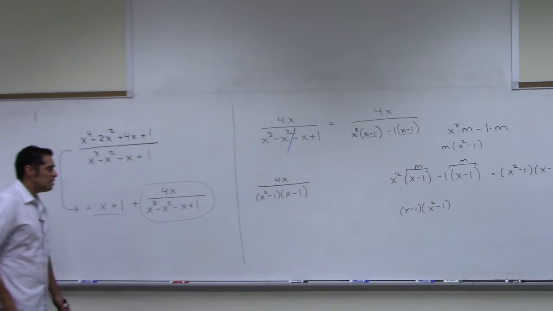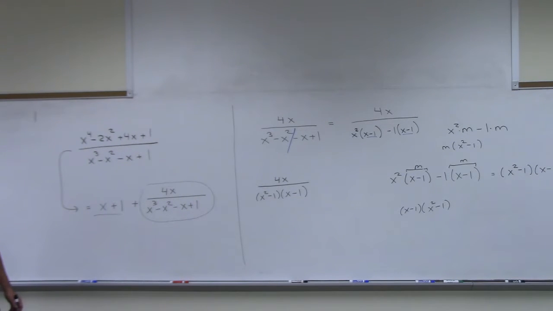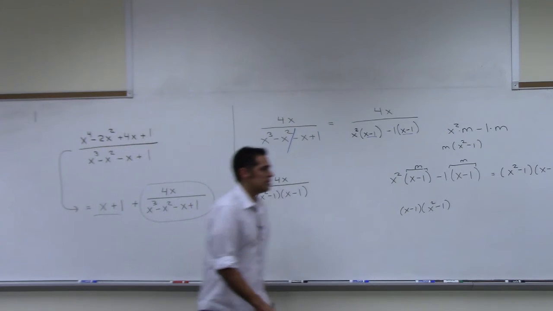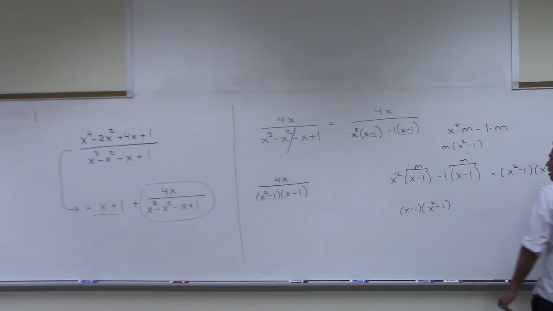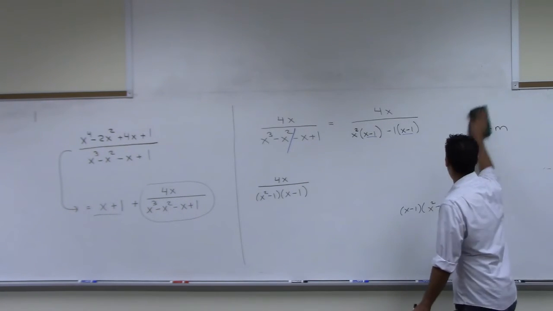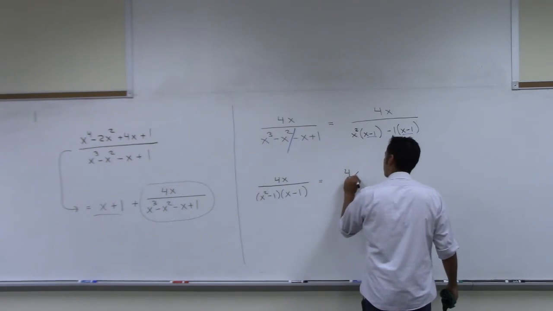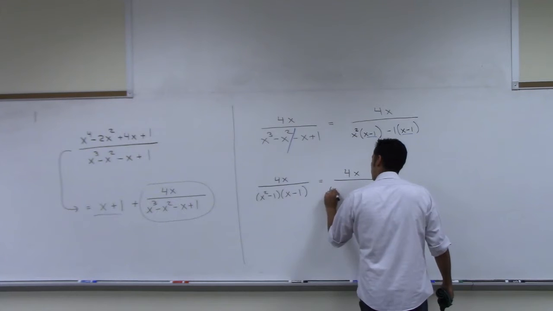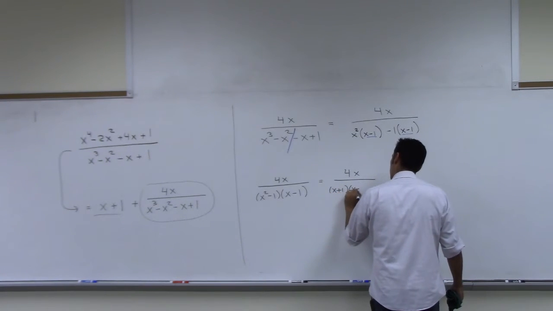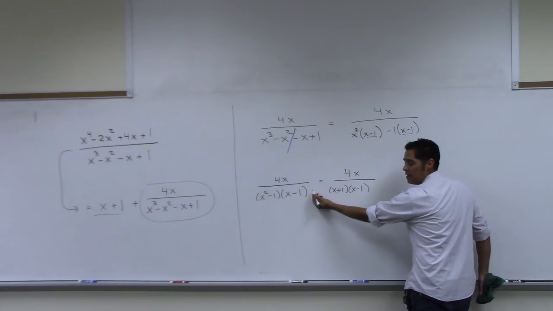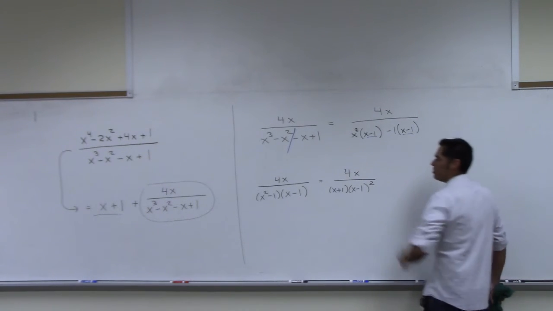I have factored the denominator. Or have I? I still can go more, can't I? Because this is difference of squares. X squared minus 1 is the same as x plus 1 times x minus 1. So this is the same as 4x over x plus 1 times x minus 1. But what did I already have there? I still had an x minus 1 there already, didn't I? So I actually have two of them squared.